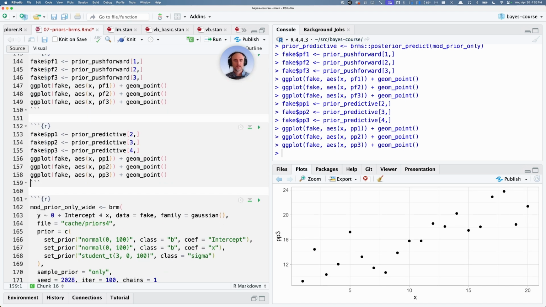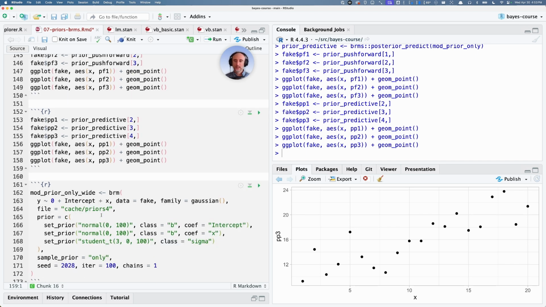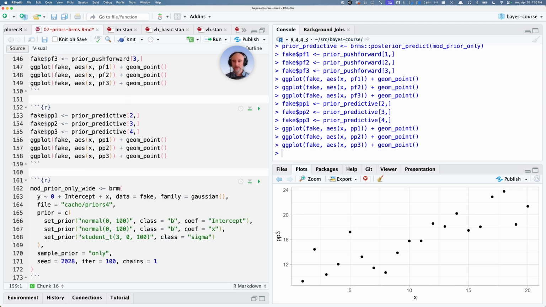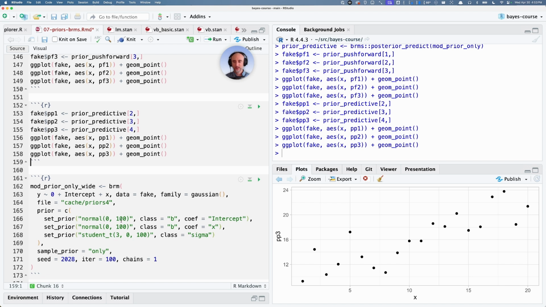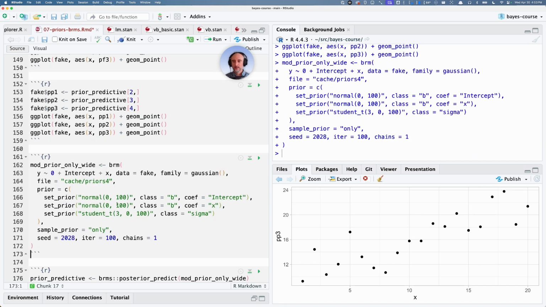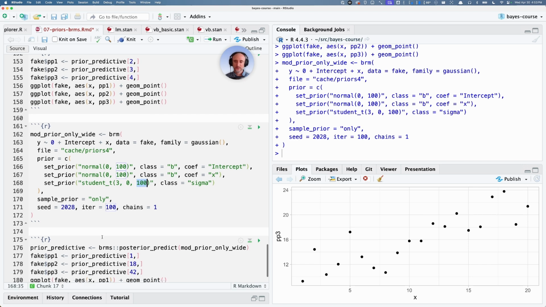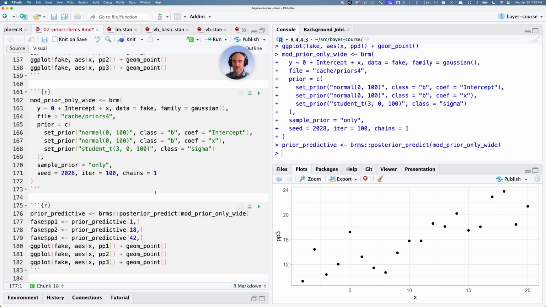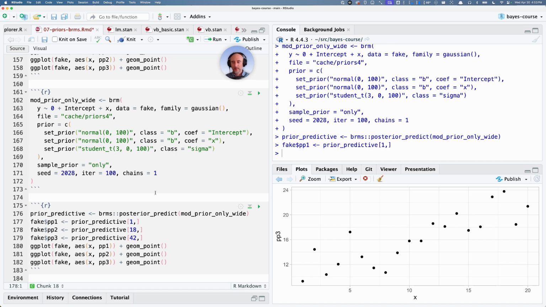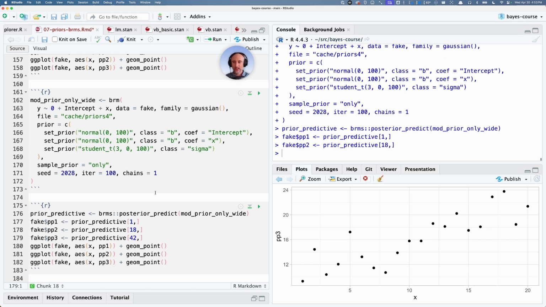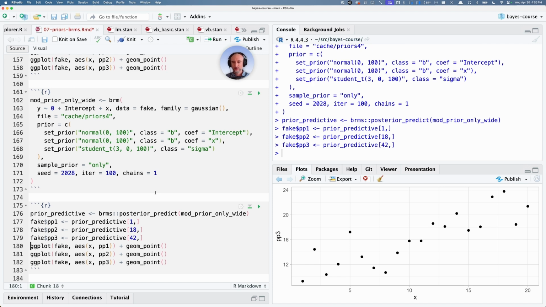So we had weakly informative priors in that previous model. If instead I had much more vague priors, so here I've increased the standard deviation to 100, and I've increased the scale on the standard deviation of the observation error to 100, now we can take prior predictive simulations. Then I'm going to take draws 1, 18, and 42, so just some random simulation draws.